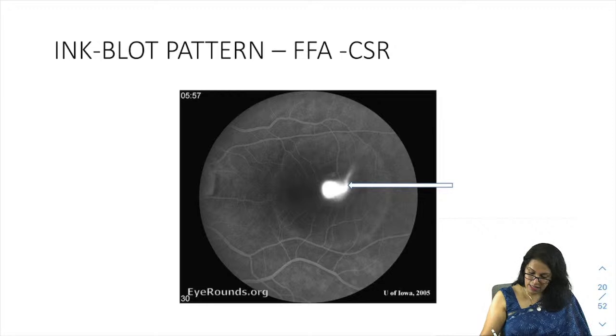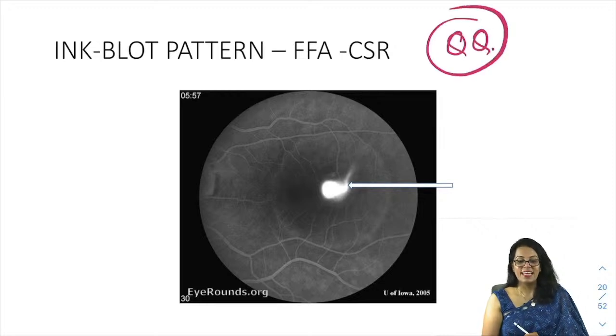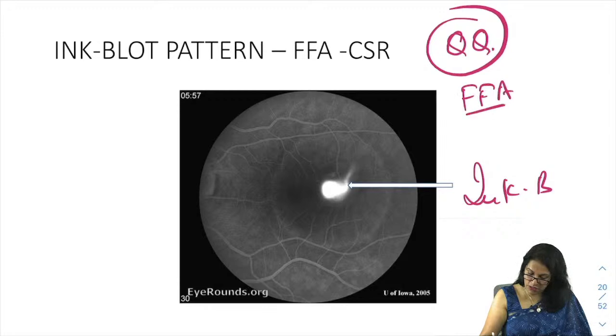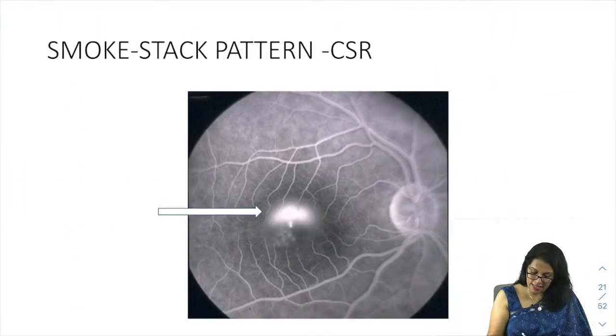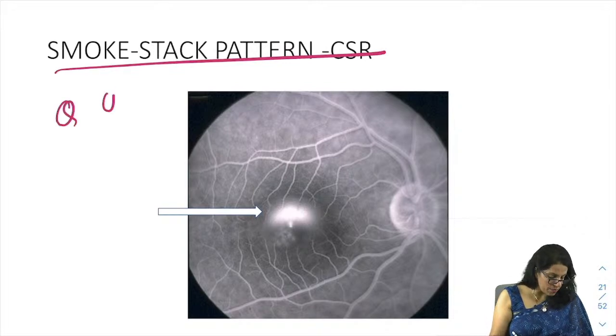Because of this, so many times they have asked you a question. I put a double Q when it is a repeated question. This is your ink blot pattern. This is seen on angiography. So the fluorescein angiography finding is the ink blot pattern. And this is your smokestack pattern, in a mushroom shaped manner. Both are repeated questions.